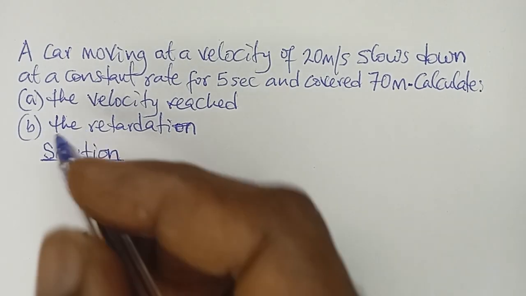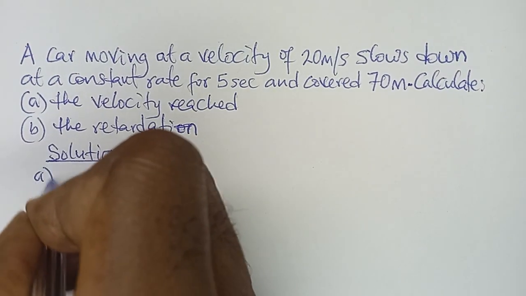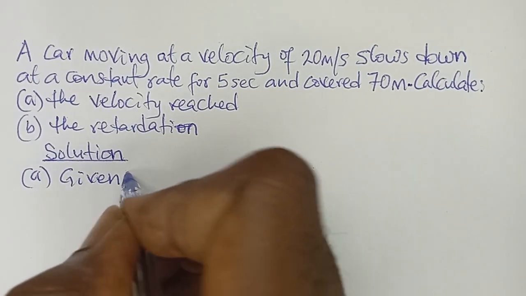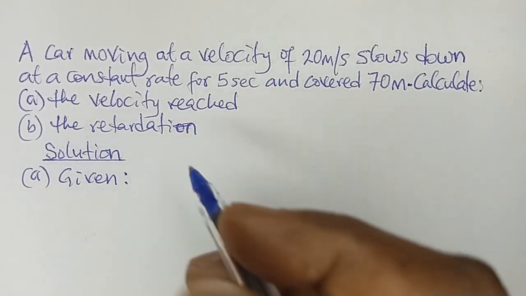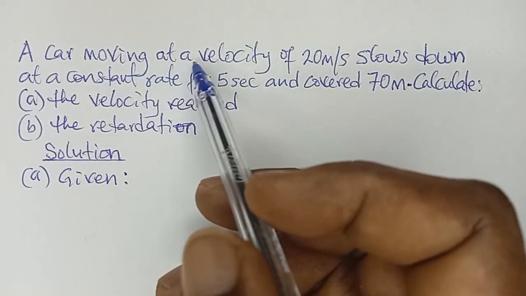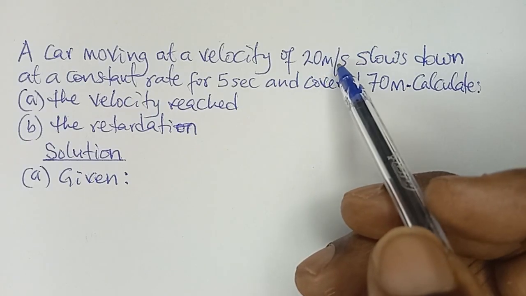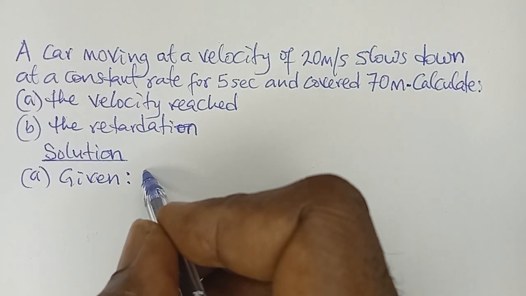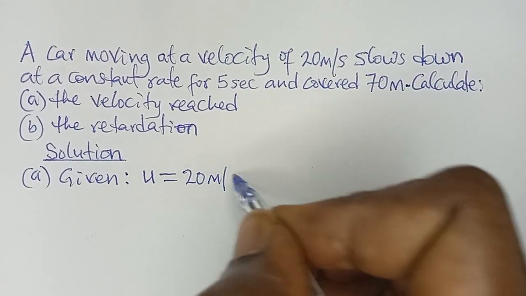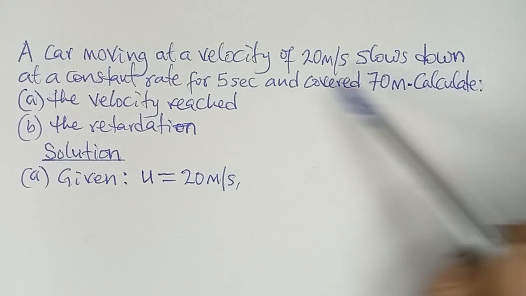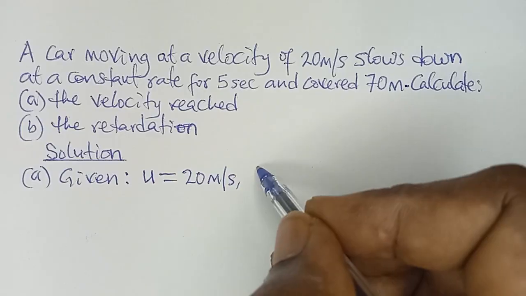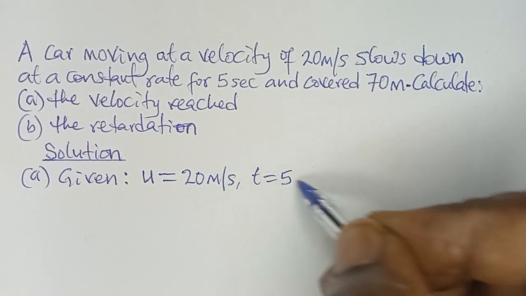Now, for us to start this, I would like us to highlight the given parameters so that it can help us to see the formula that we need to apply. So we are told that a car is already moving at a velocity of 20 meters per second. So that means the initial velocity with which it is moving is 20 meters per second. And we're told that it slows down at a constant rate for 5 seconds. So that means the time is 5 seconds.